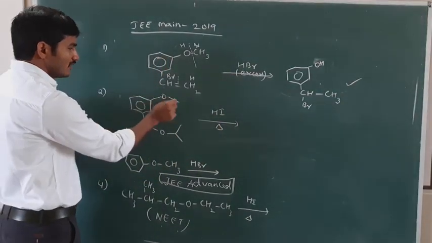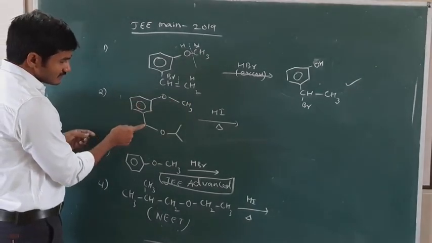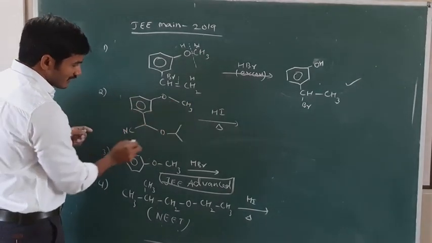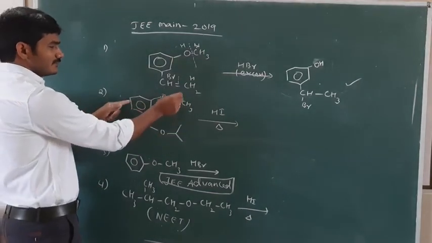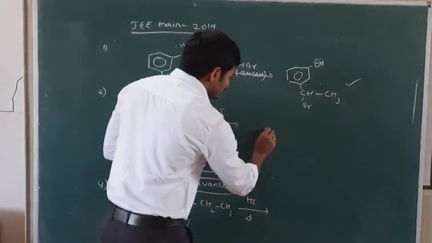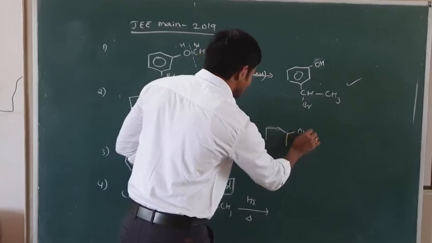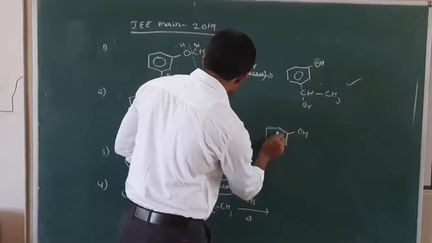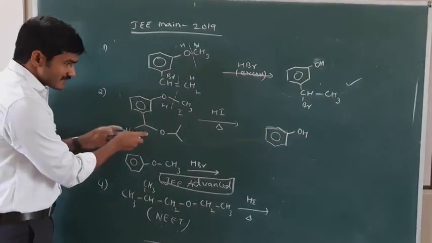This is ROR. Here it must be CH3. This is also R, this is R. So now this is ROR. Where will it break? The alkyl will break. Here with HI, the product I write here is OH, and this is CH3I, the byproduct. Can we write this group as it is there?